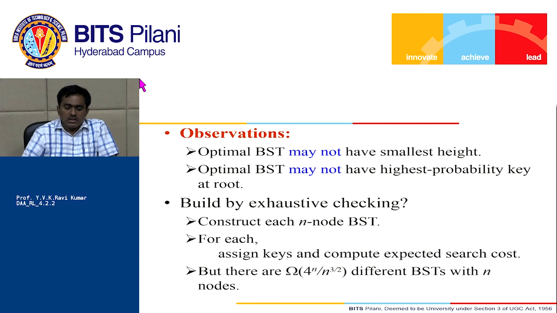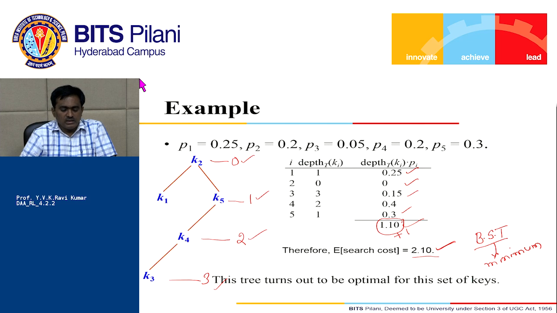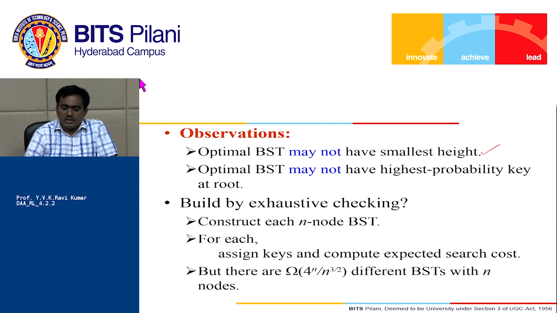One is the optimal binary search tree may not have the smallest height. If we see the first one as well as the second one here, this height is 2, whereas here the height is 3, but the binary search tree with height 3 is optimal. That means it need not be that the optimal binary search tree will have the smallest height. And similarly, it is not necessary that the optimal binary search tree will have the highest probability key at the root. Now, how to do this problem?